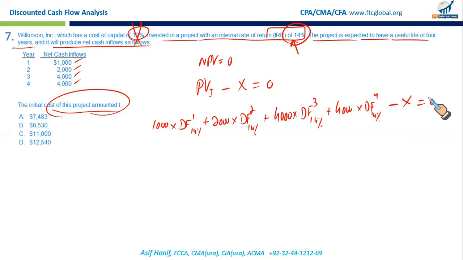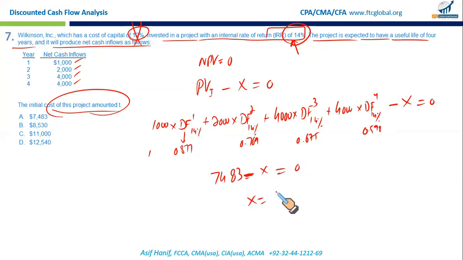Now what we have, the numbers I put in already. The discount factor for the first period at 14% is 0.877, 0.769, 0.675, and 0.592. If you solve all of this, what you get is 7,483, minus X is equal to zero, which means you can solve this equation for X. This is your initial investment, which has given you a certain NPV, but we used a 14% discount rate, so we were able to calculate this. Yes, Ahmed, perfect. You have calculated it perfectly right.